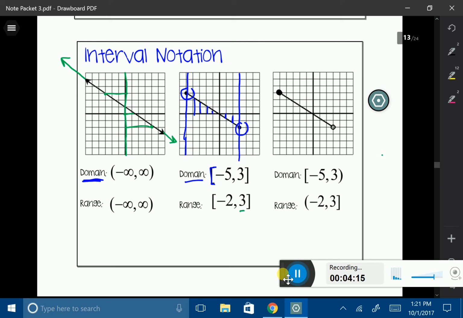So I'm including the point -5 and everything in between, and then I'm including the point 3 and everything in between. So that is what interval notation looks like for a graph like this.